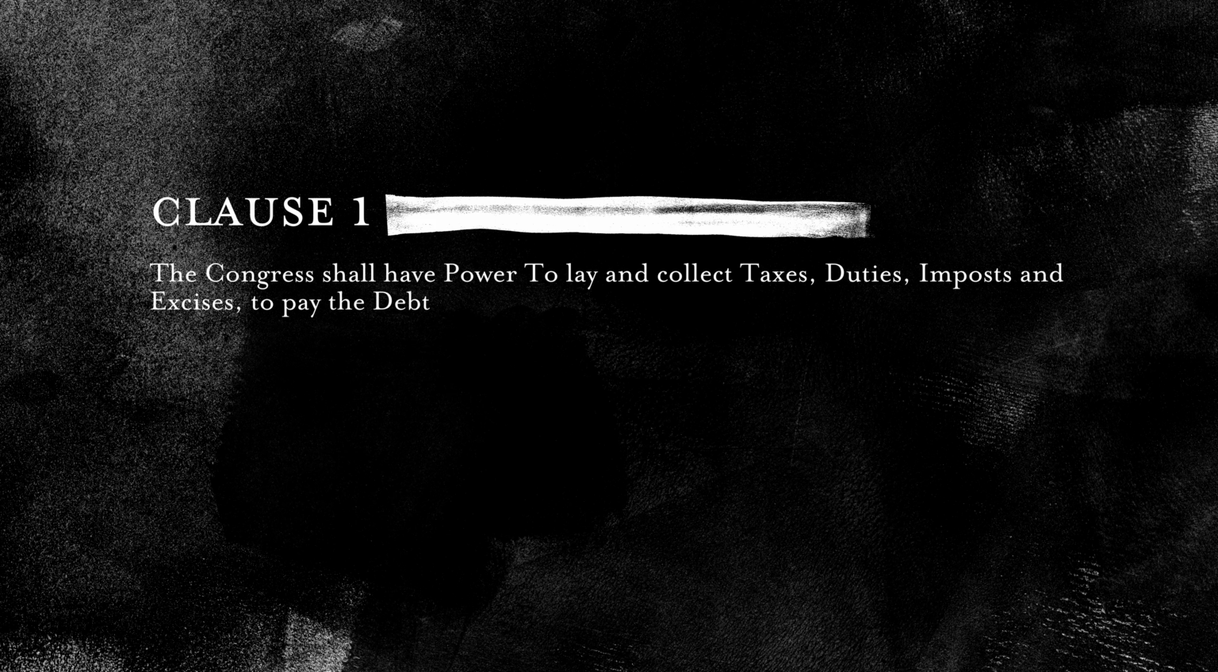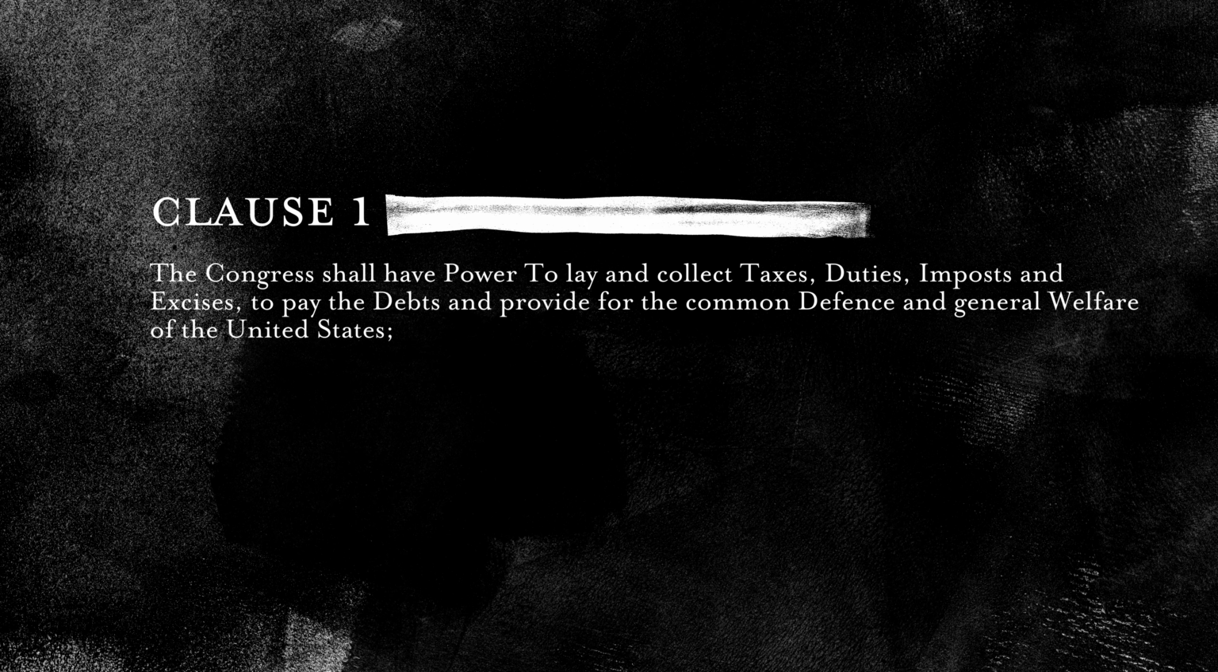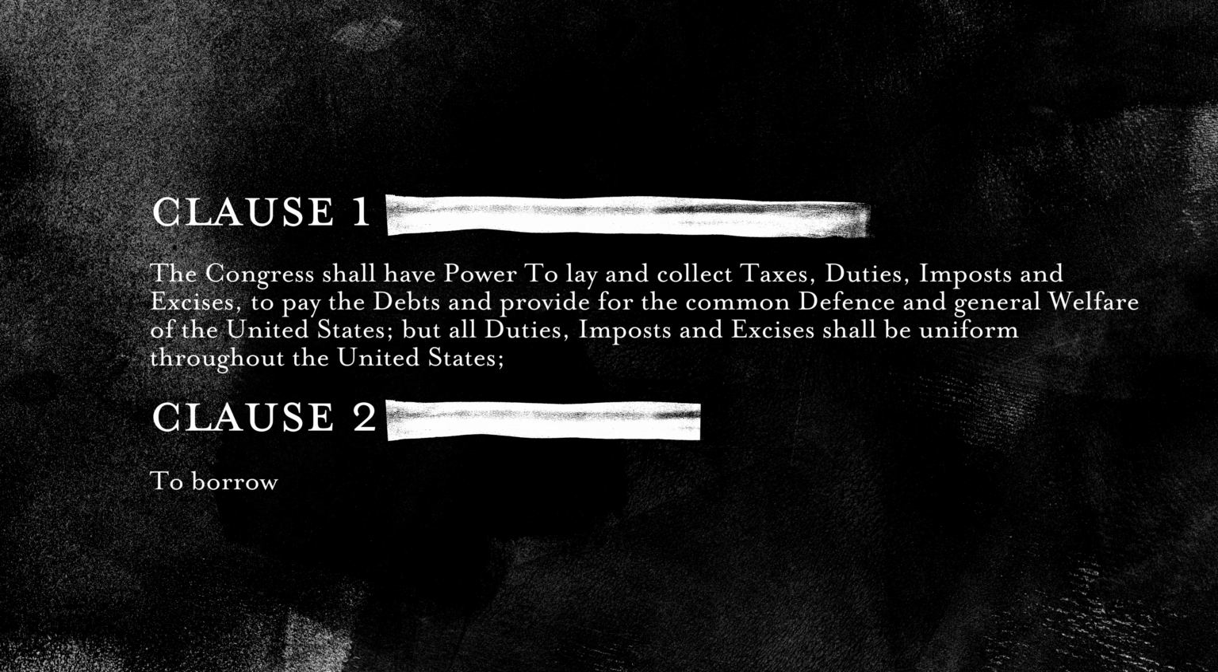The text of this provision reads as follows, quote, "The Congress shall have power to lay and collect taxes, duties, imposts, and excises, to pay the debts and provide for the common defense and general welfare of the United States. But all duties, imposts, and excises shall be uniform throughout the United States, to borrow money on the credit of the United States."